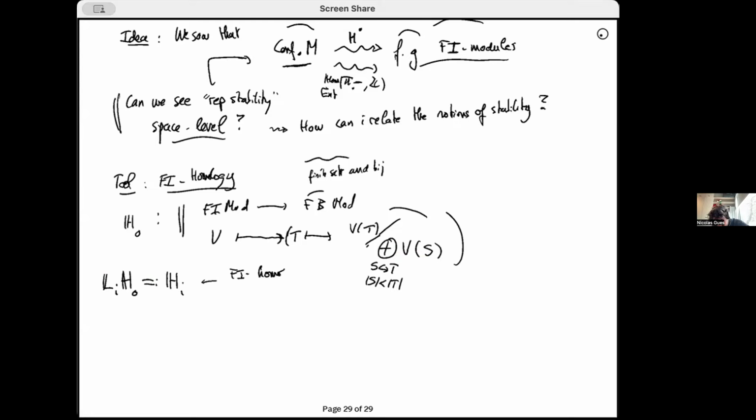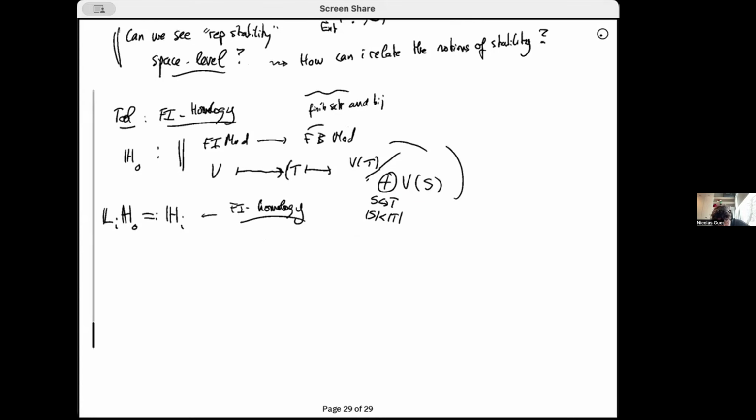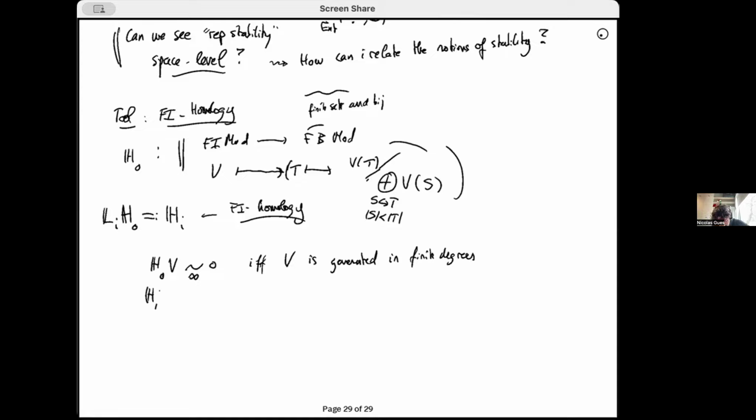And this captures a lot of interesting things about an FI module. So in particular, H0 V is eventually zero if and only if V is generated in finite degrees, and if I add the condition that H1 of V is eventually zero, this is equivalent to saying that V is presented in finite degrees.